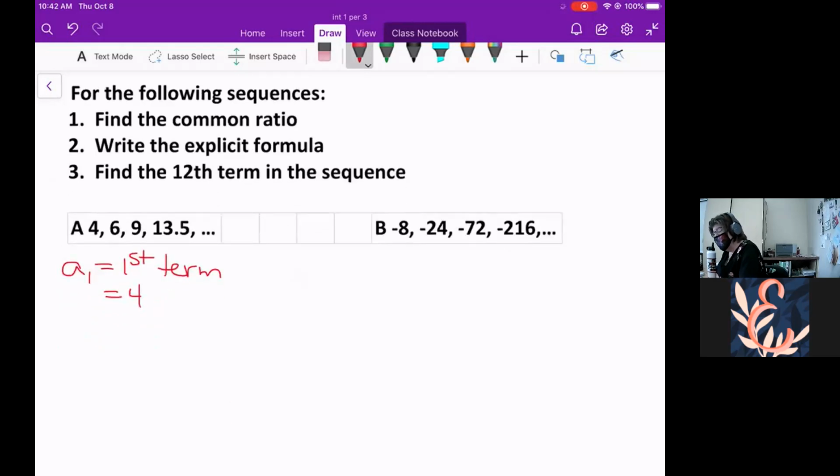So to find the ratio is what you're multiplying by. What am I taking times 4 to get 6? The way we find that number is we do the opposite. The opposite of multiply is divide. So take any 2 terms that are side by side, and you take the one on the right divided by the one on the left. So if I use a sub 3 divided by a sub 2, that would be 9 divided by 6, and that gives me 1.5.